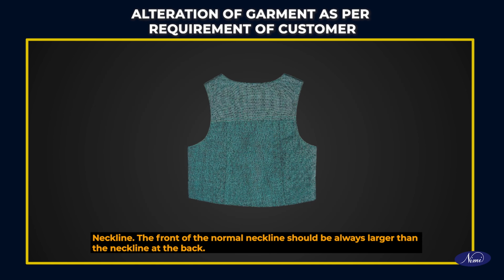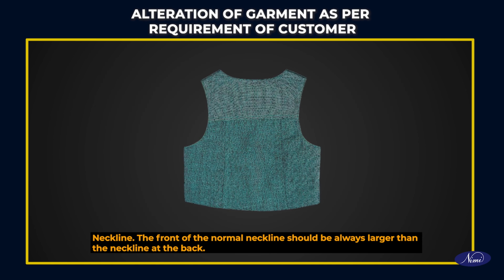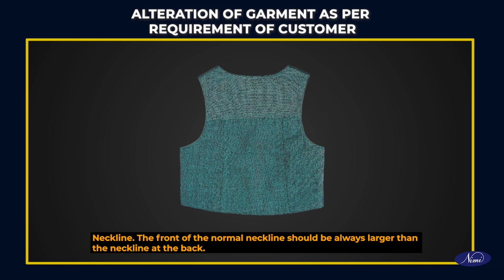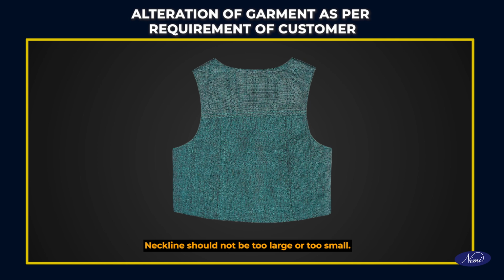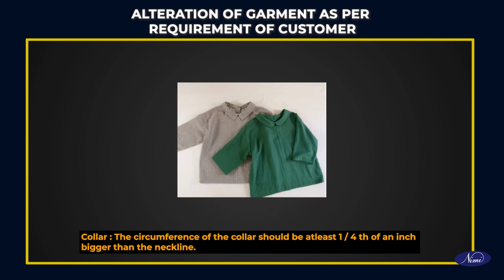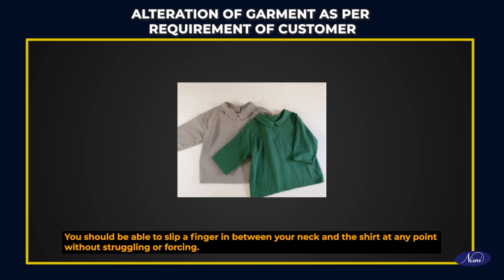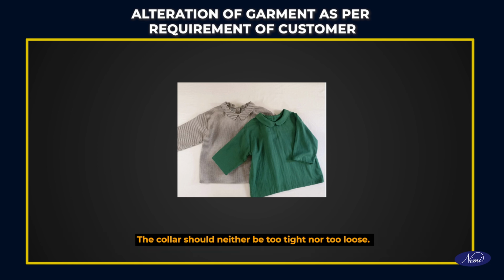Neckline: the front of the normal neckline should always be larger than the neckline at the back. The neckline should not be too large or too small. Collar: the circumference of the collar should be at least 1/4 of an inch bigger than the neckline. You should be able to slip a finger in between your neck and the shirt at any point without struggling or forcing. The collar should neither be too tight nor too loose.